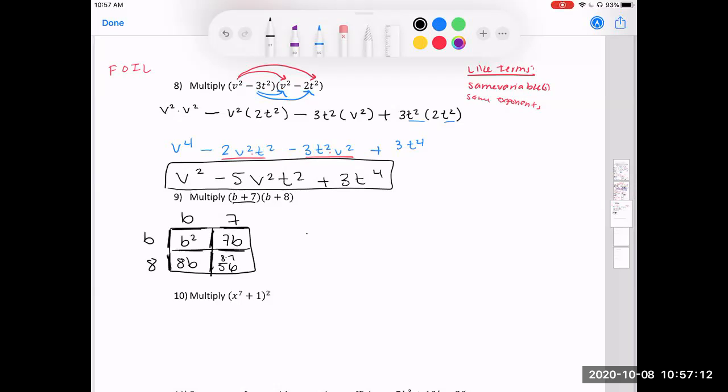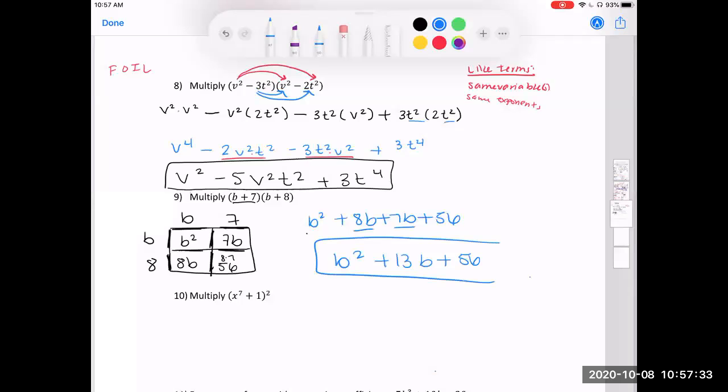Okay, now I just add up my terms. So I have b squared plus 8b plus 7b plus 56. I see that I can add up that 8 and that 7. So I'm left with b squared plus 13b plus 56. So this was the box method. Both work for multiplying polynomials. It just depends which one you like the most and which one you decide to practice and work with.